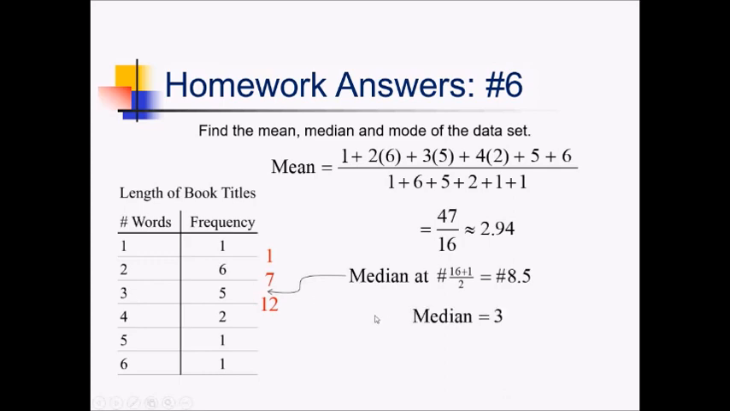words. And now for the mode, that's the one that appears the most. That's just the one with the highest frequency. Just looking at our frequencies, we have a 6, and that's higher than anything else. And the item with a 6 for a frequency is the number 2. So that is our mode.